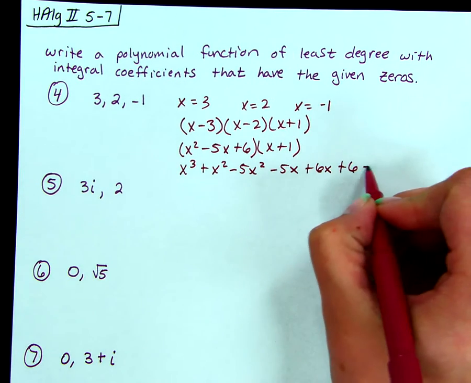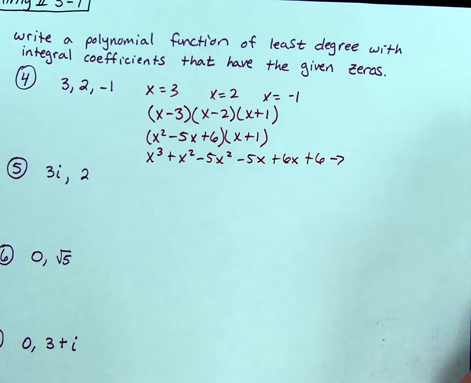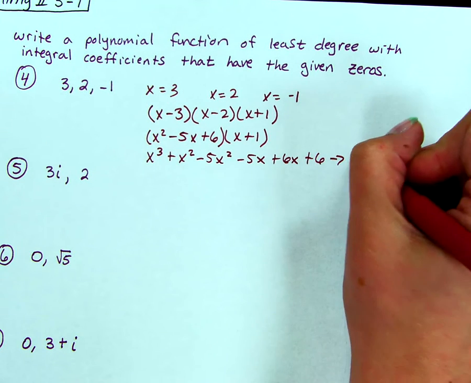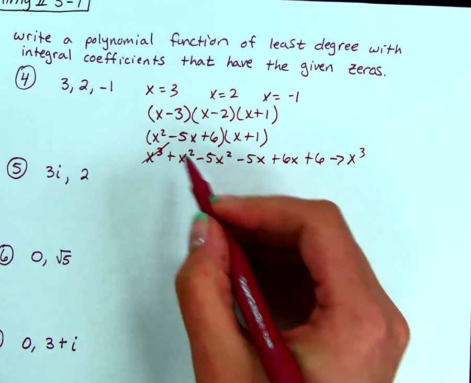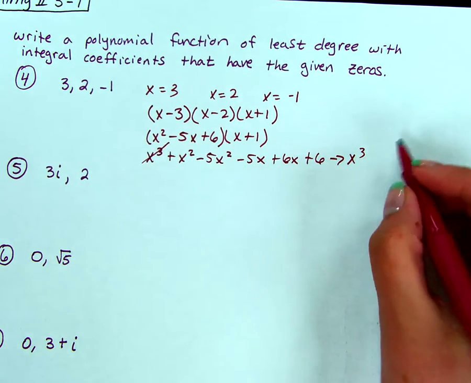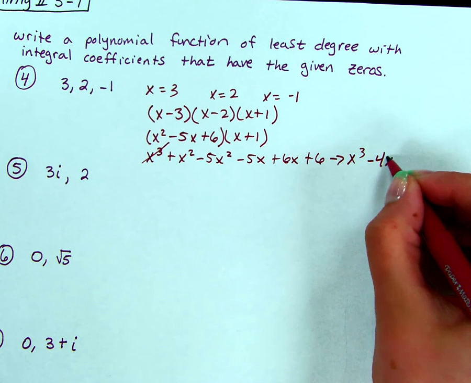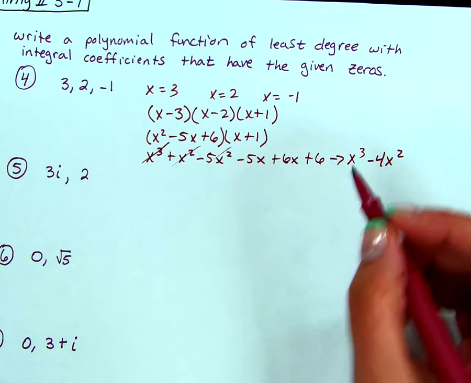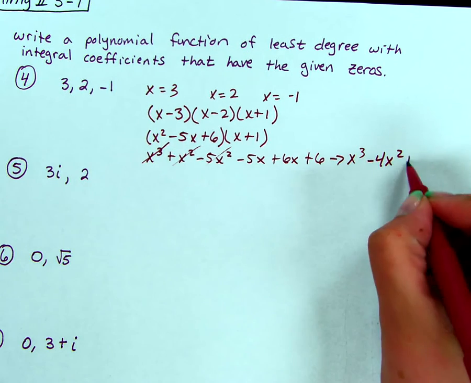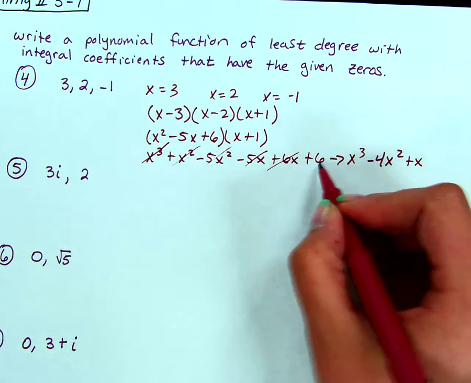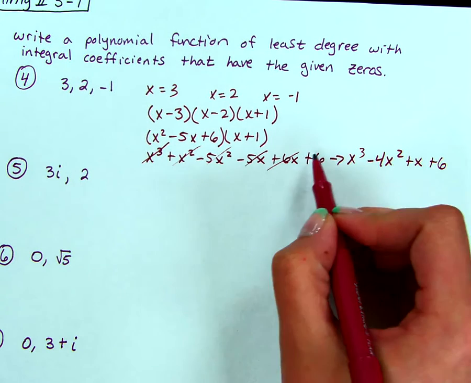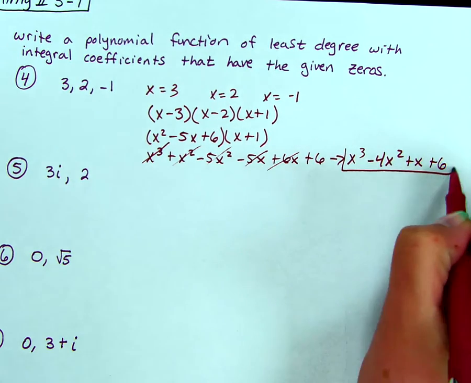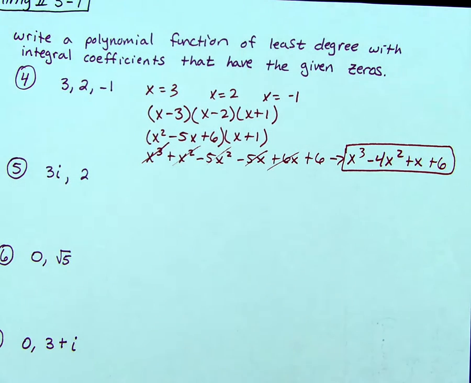And then we are going to combine like terms. So we will have x cubed, and then x squared minus 5x squared will be a negative 4x squared. And then negative 5x plus x will be a positive 1x. And then a plus 6. So this is our answer in standard form.